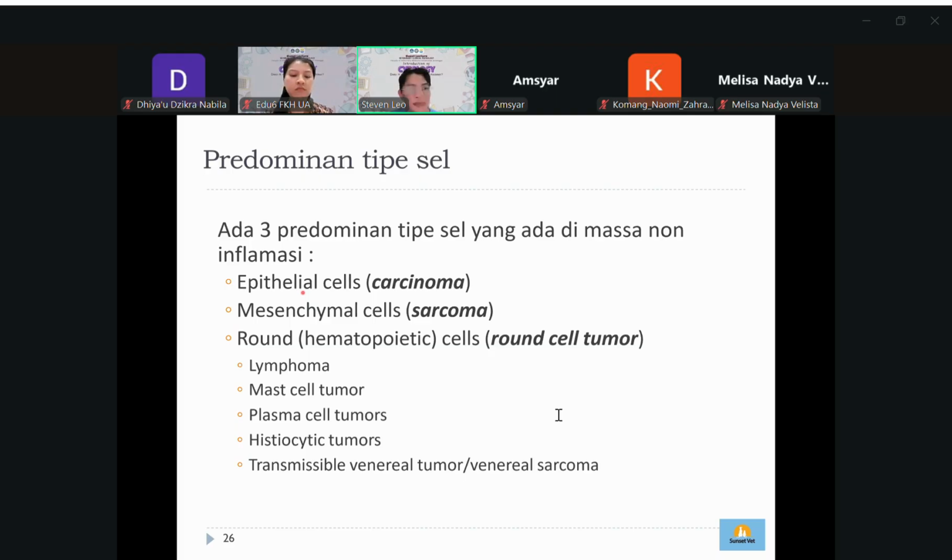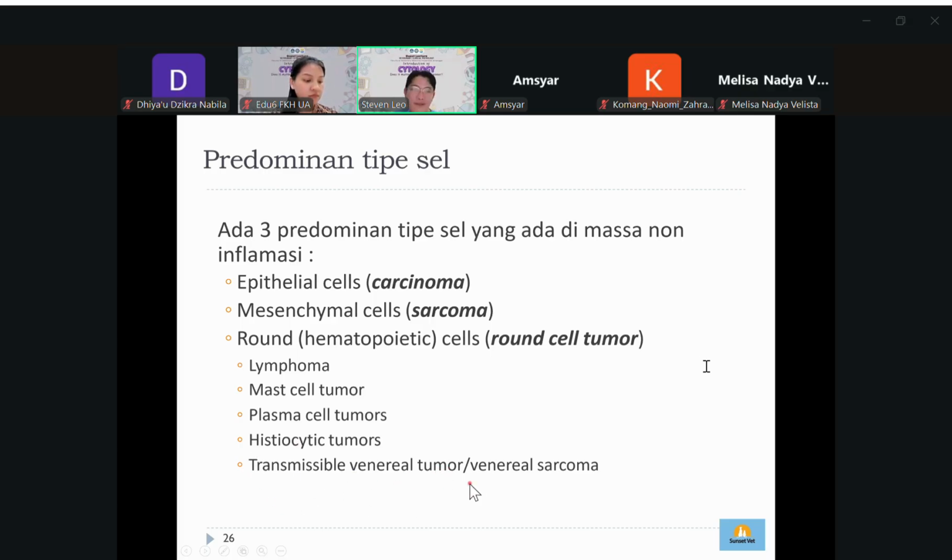I'm not going to say mesenchymal if it's still inflammation. I'm going to think about the fibroblasts first. So I'm not going to say, oh, this is a sarcoma if it's still inflamed. That's the key. And then for the round cell, there are five types: lymphoma, mast cell, plasma, histiocytic, and the TVT, transmissible venereal tumor.